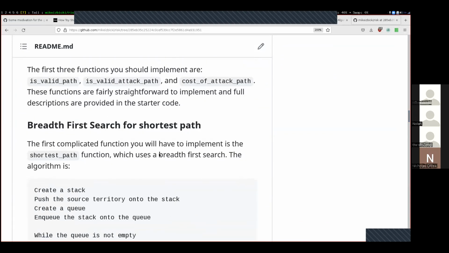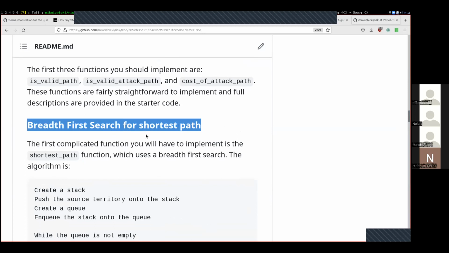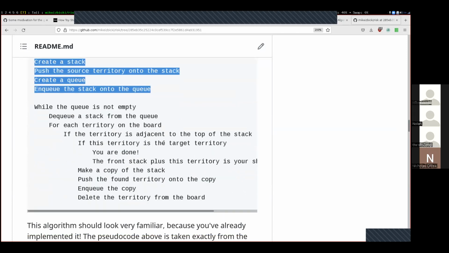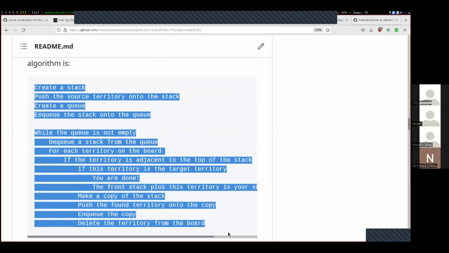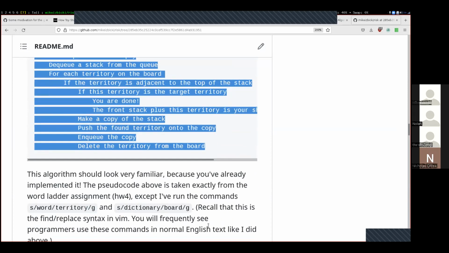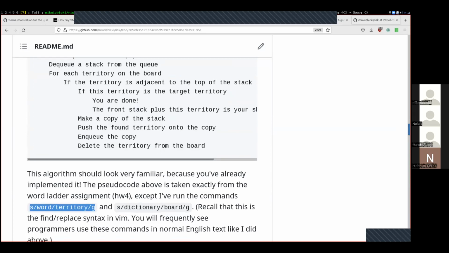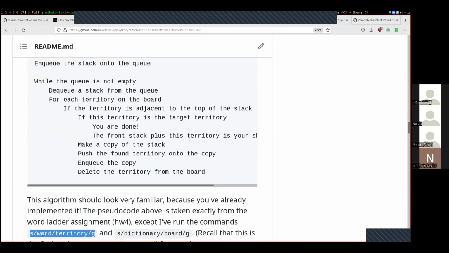Here, it's giving us the pseudocode down here for the breadth first search algorithm for shortest paths. The particular algorithm that is presented here is with the language of the risk territory of the risk game instead of the language of the word ladder game. But it's exactly the same pseudocode that you had before, except wherever the word word was used, I've replaced that with the word territory. Wherever the word dictionary was used, I've replaced that with the word board.